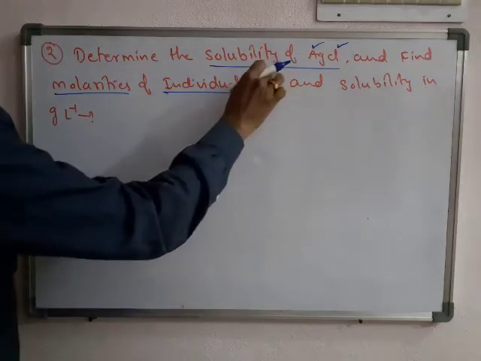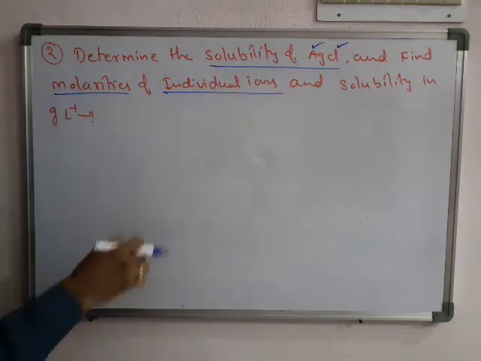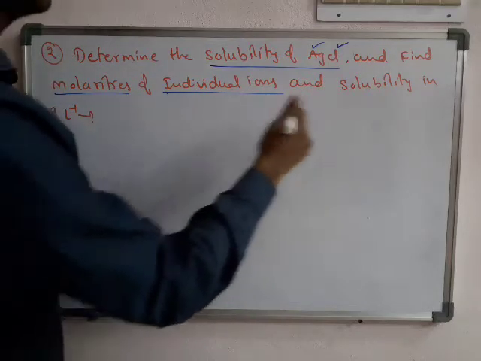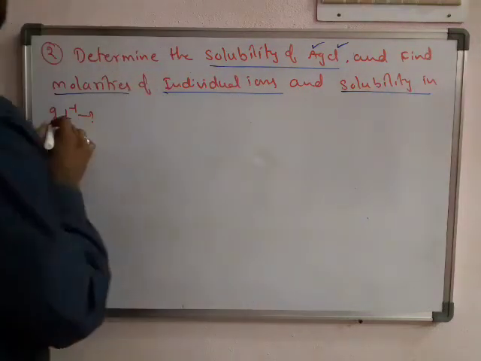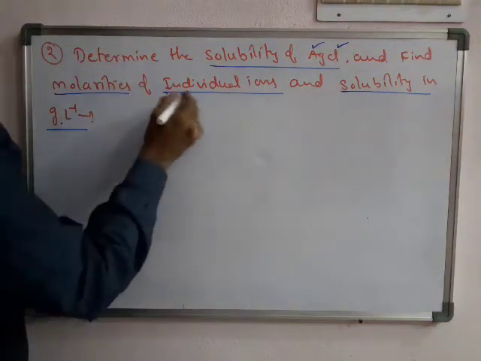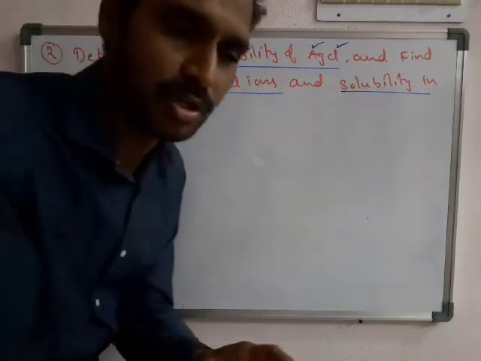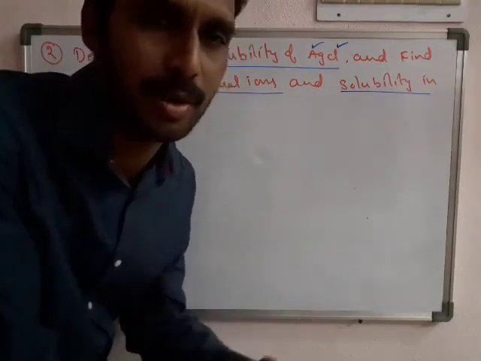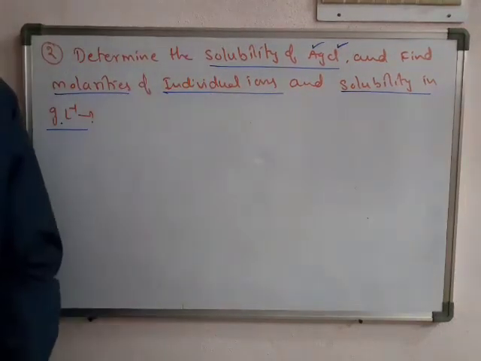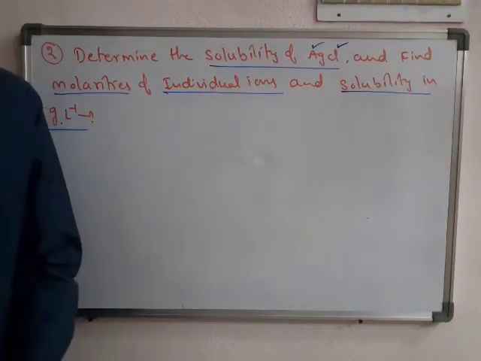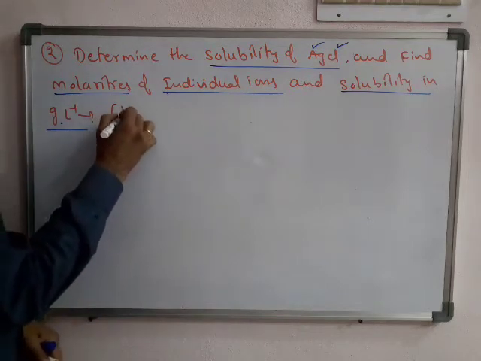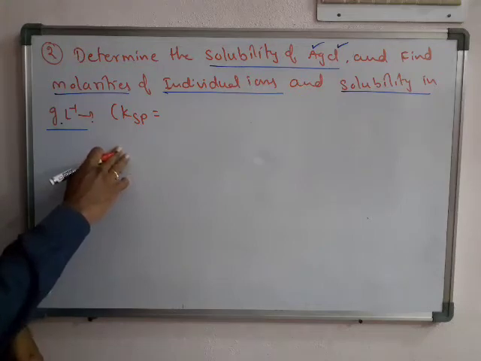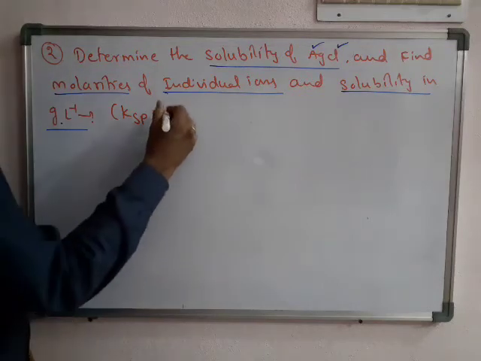Total solubility we find in moles per liter. Molarities of individual ions are also moles per liter. And we also have to find the solubility in terms of grams per liter, from the calculation of the individual ions which are dissolved. Here the clue is given, that is Ksp. Without Ksp we can't do this calculation, so it will be given in the problems. Ksp is 1.8 into 10 power minus 10.